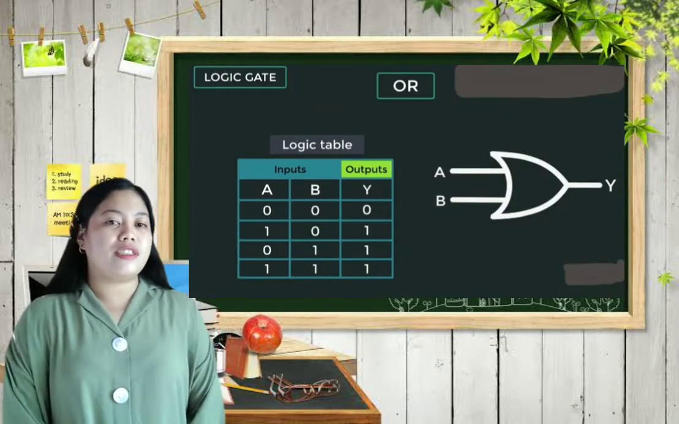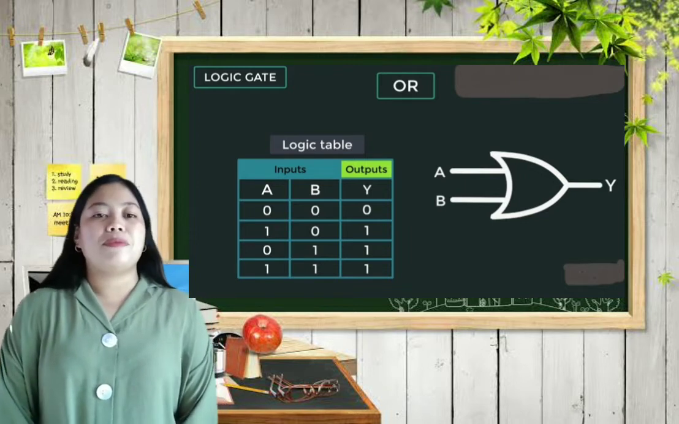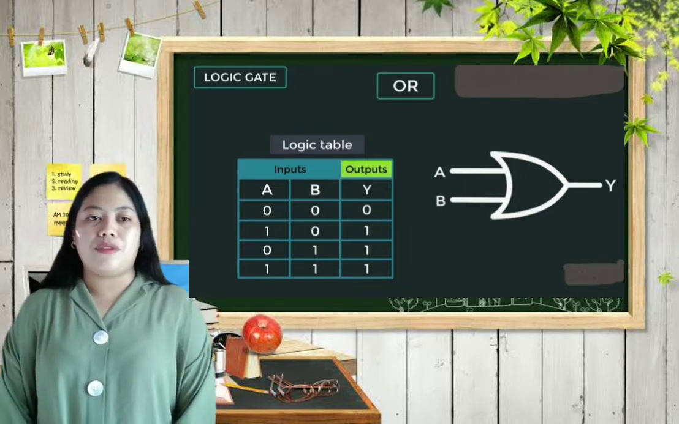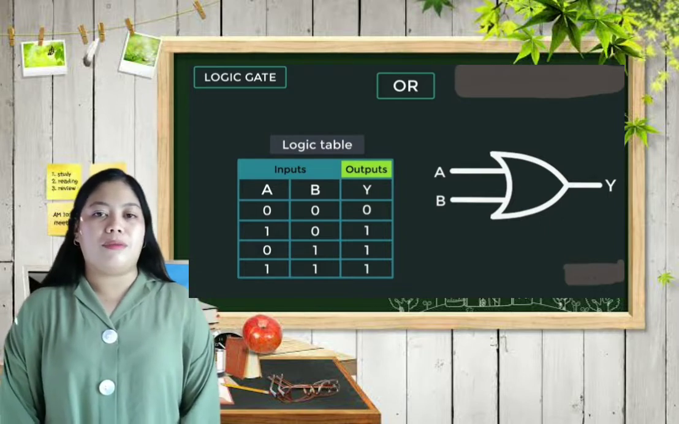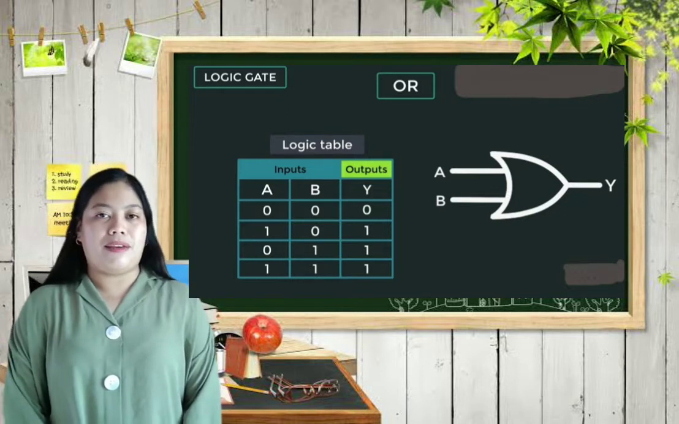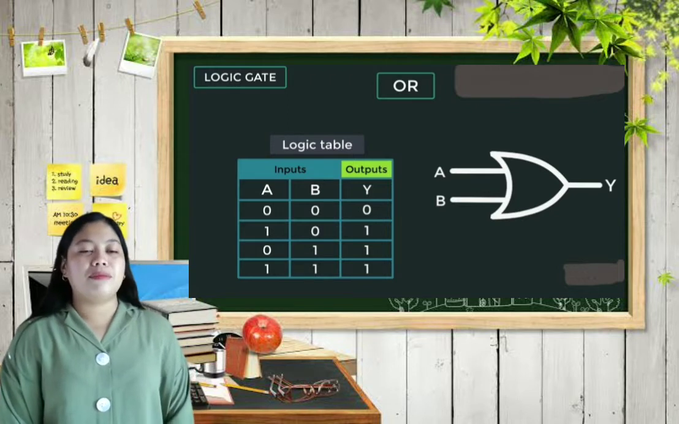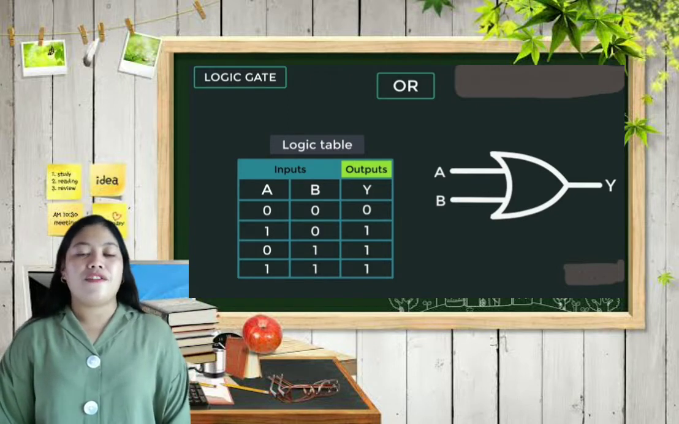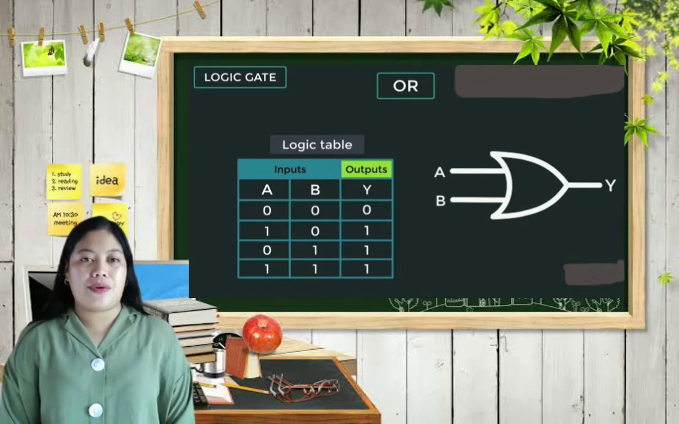Let's see the logic table or truth table of OR gate. The table representing the inputs and outputs of a logic gate is called a truth table or a logic table. Since OR gate has 2 inputs, we can name them A and B, and the output we will name Y. There can be 4 possible inputs. First input can be A equals 0 and B equals 0.